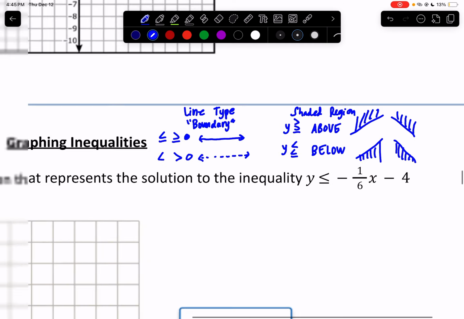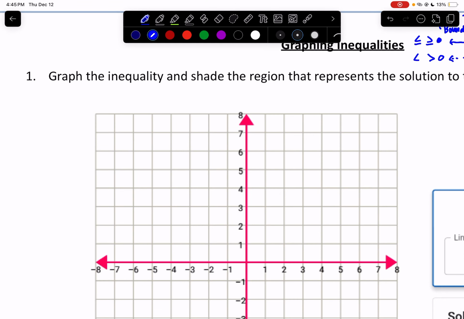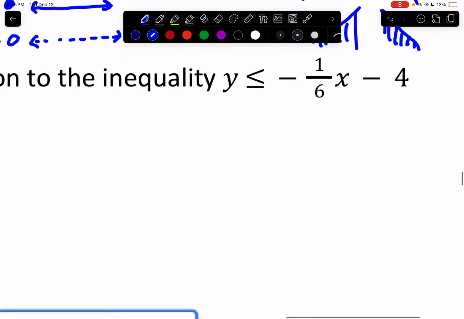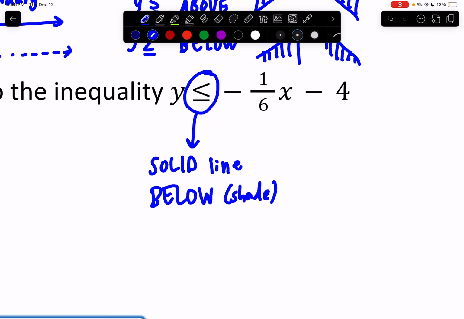Okay, for number one, graph the inequality and then shade the region that represents the solution to the inequality. y is less than or equal to -1/6 x minus 4. Already I know that I am going to have a solid line because of that equal to, and I will be shading below the boundary because I am less than. I'll say shade below.